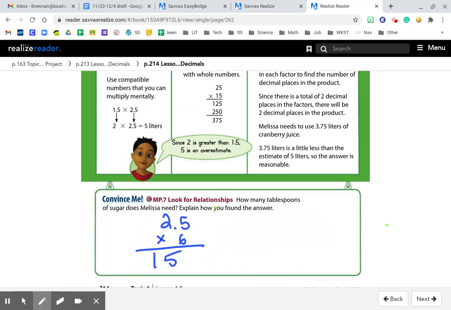25 times 6 is 150. I did that quickly in my head because I thought of quarters. But if you have to multiply it out, 6 times 5 is 30. Put the 0 down, carry the 3. 6 times 2 is 12, plus 3 is 15.